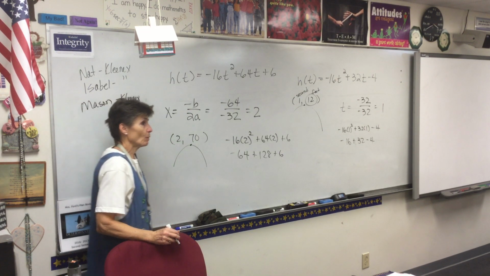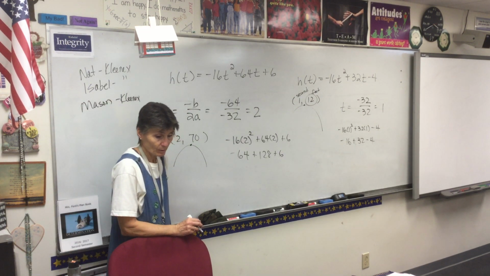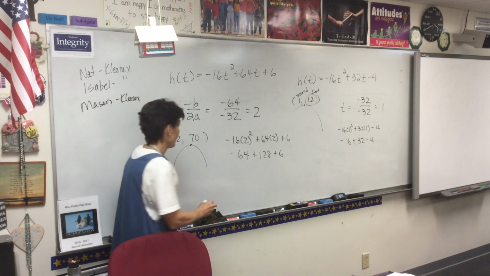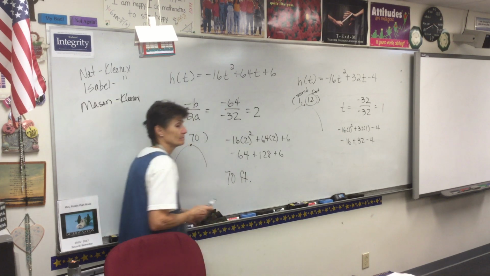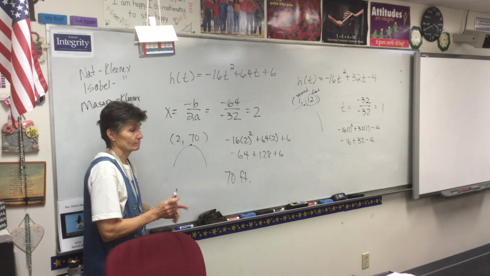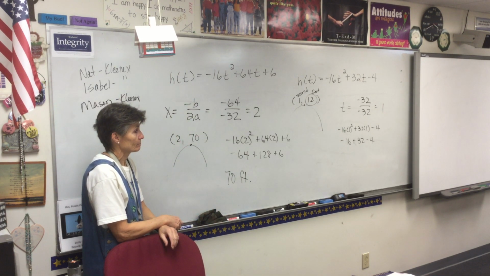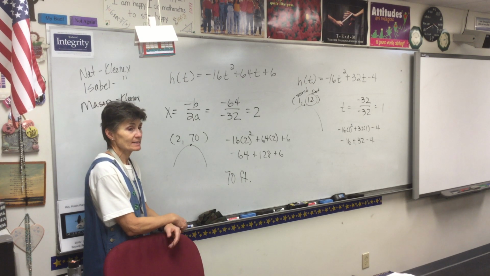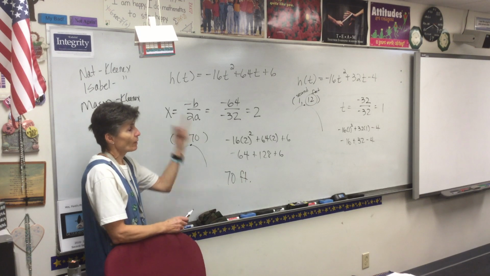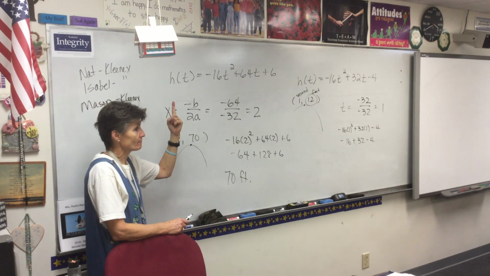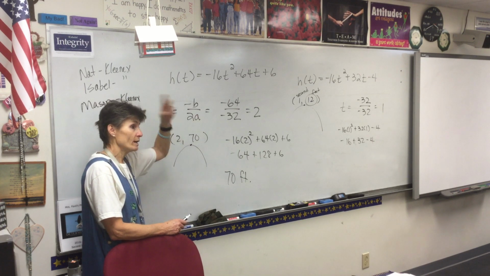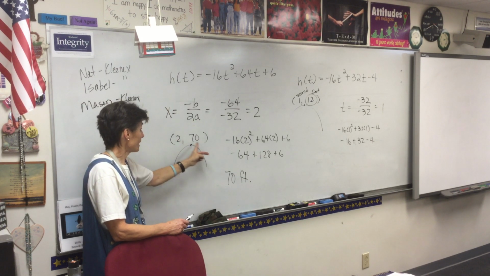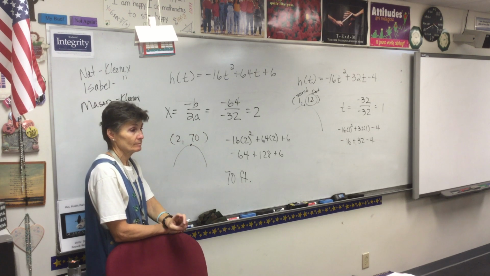So this time, what are we going to put in the answer blank? Find the maximum height of the ball. We're going to say 70 feet. On the test, I can see myself asking a 2-part question. When does the ball reach its highest point? You would say 2 seconds. What is the highest point? You would say 70 feet.